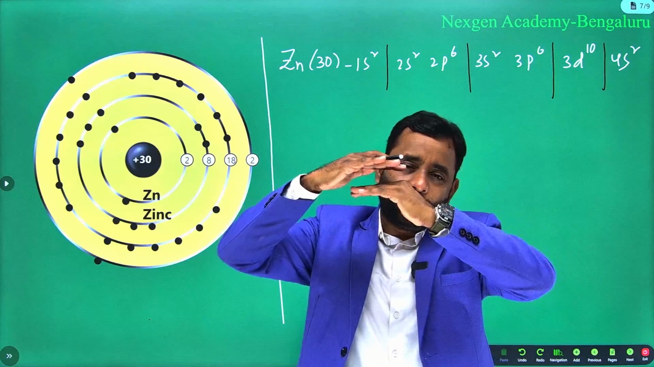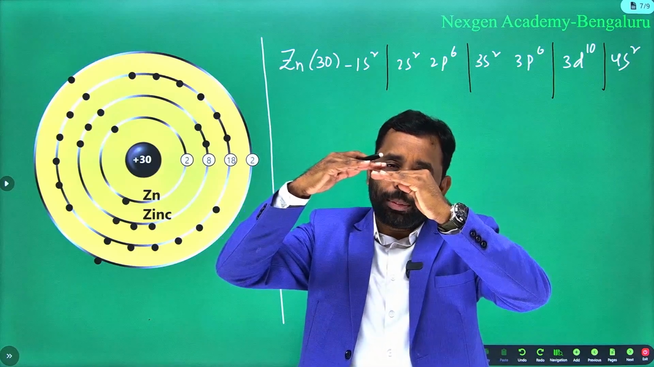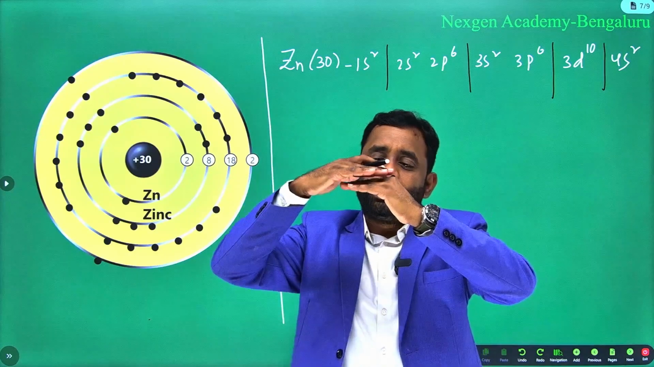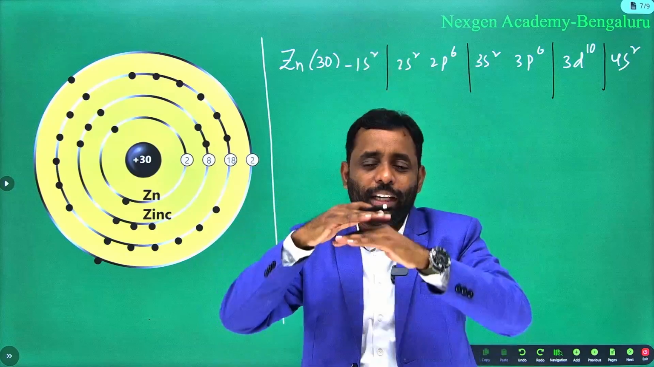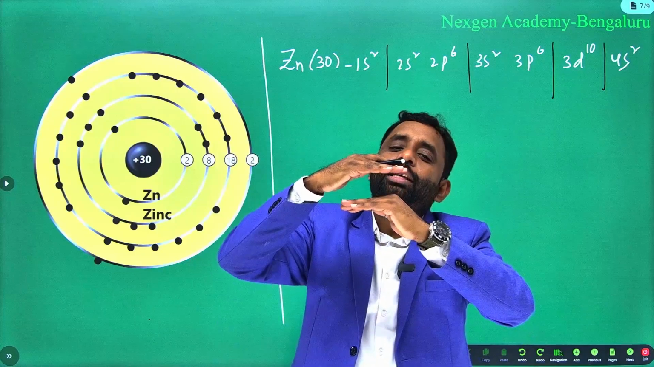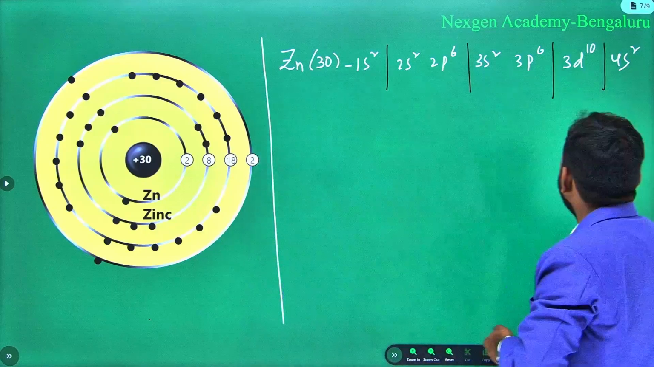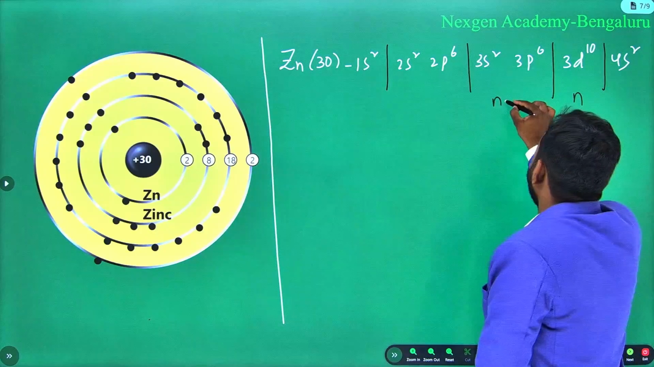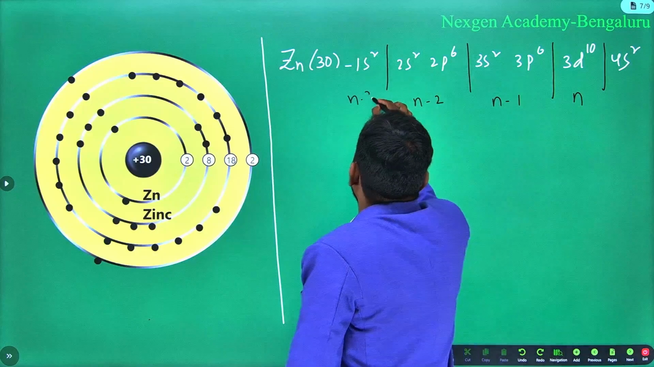3s 3p, because of the shape of the orbital, is close to the nucleus, and this is away from the nucleus. So the nucleus is inside: 3s 3p, 3d and 4s. You understand what I'm saying? Within the same energy level only, but 3s 3p is close to the nucleus, 3d is away from the nucleus. Is this clear? That's why regrouping we need to do. And now 3d is nth shell, 3s 3p is n minus 1 energy level, this is n minus 2, and this will be n minus 3.